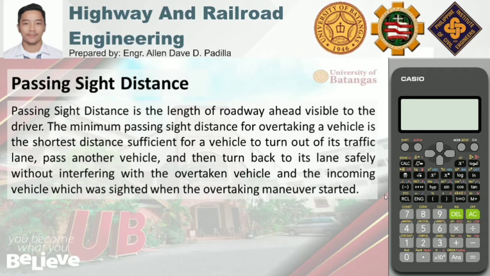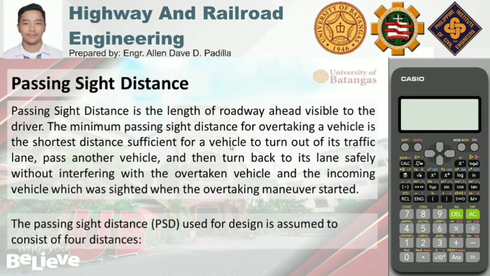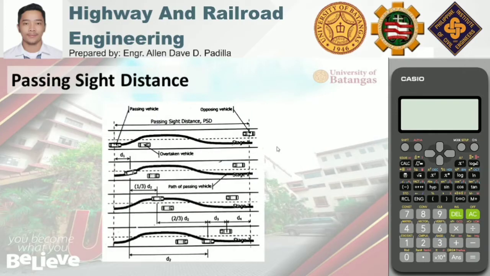sasakyan na kasalubong mo. So, the passing sight distance or PSD used for design is assumed to consist of 4 distances. So, ito yung illustration niya. So, ito yung passing vehicle, ito yung opposing vehicle, and ito naman yung overtaken vehicle. So, nag-overtake si passing vehicle sa vehicle na to, and then bumalik siya sa dati niyang lane. So, meron tayong 4 na distances involved here.